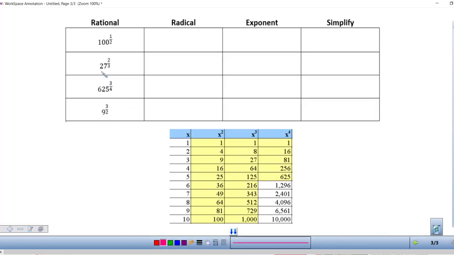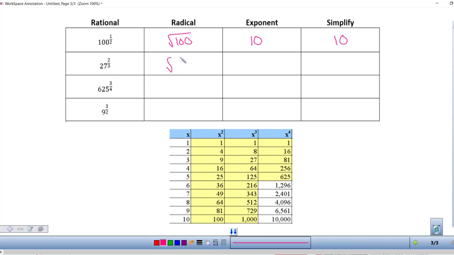Last thing is when we have numbers which are perfect squares or perfect cubes, or so on, we can actually simplify them rather than just rewriting them. So starting by rewriting 100 to the 1/2, we just talked about 1/2 is just square root. So the square root of 100, well, the square root of 100 is 10, and there's no exponent, so I leave it as 10.